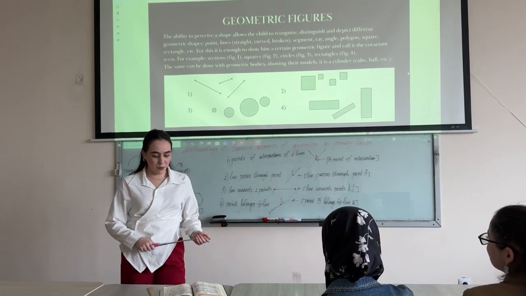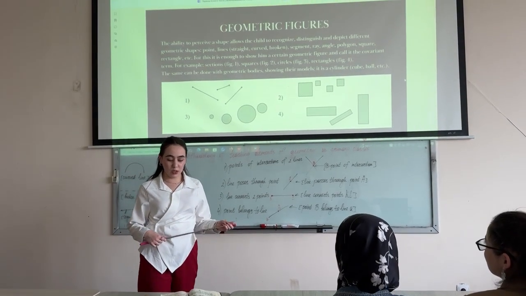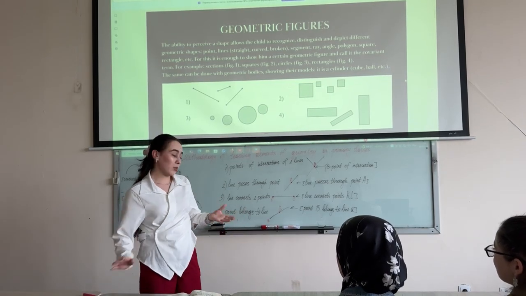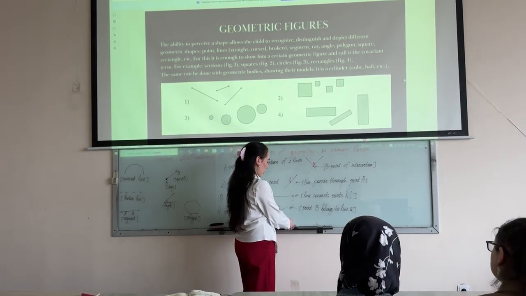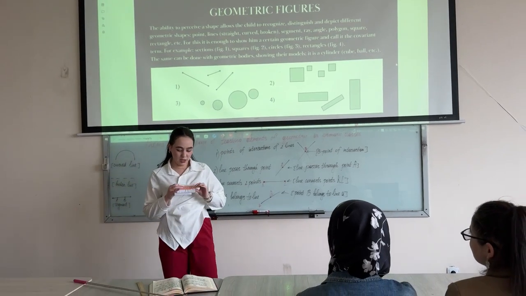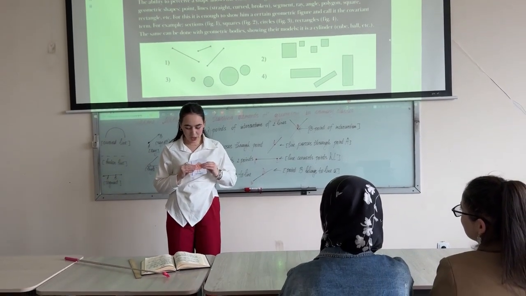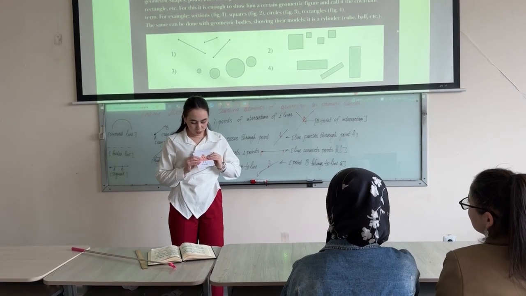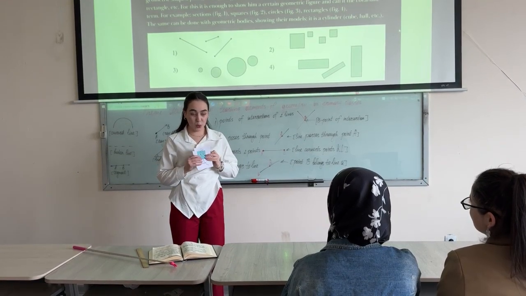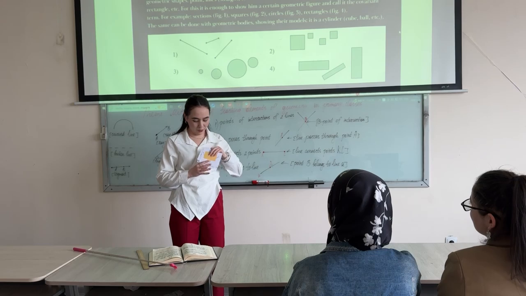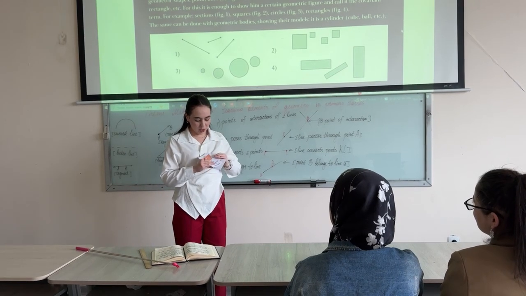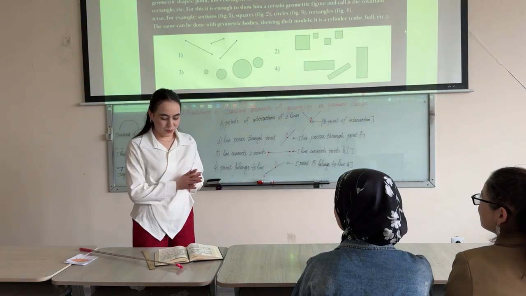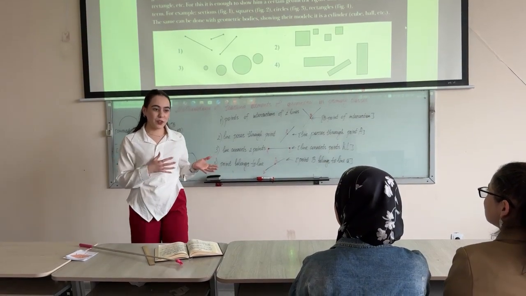To explain them to pupils, it will be enough to explain them by their forms. You can show them pictures. For example, it's a parallelogram, pentagon, rhombus, triangle, square, rectangle, and again parallelogram, and other shapes. It's the same with geometric bodies.